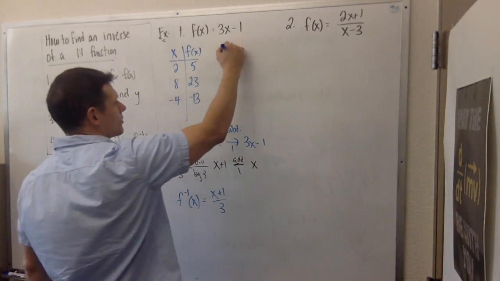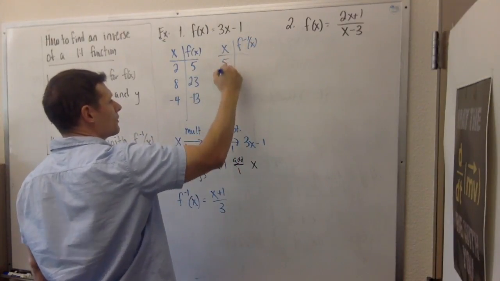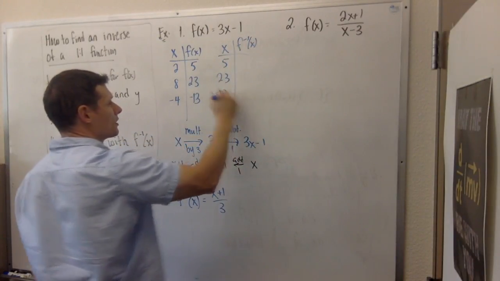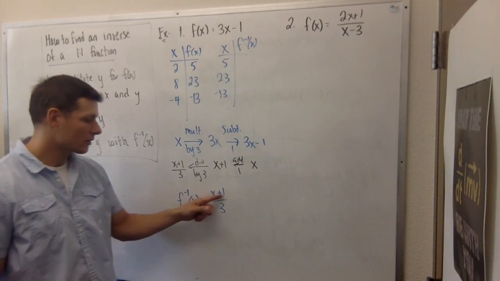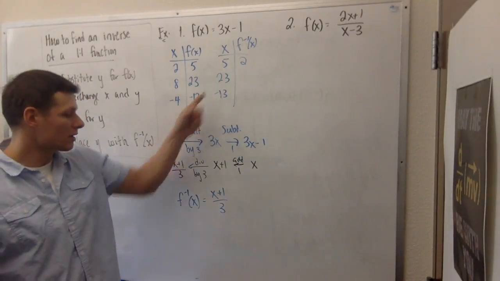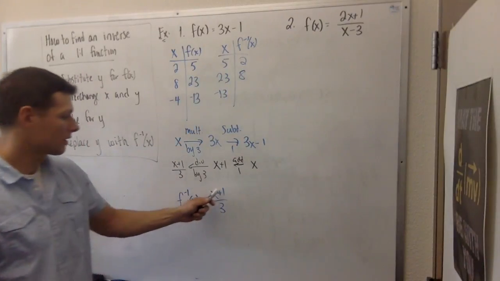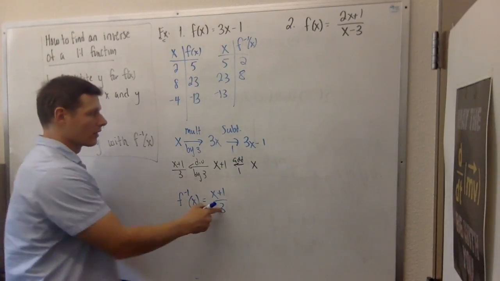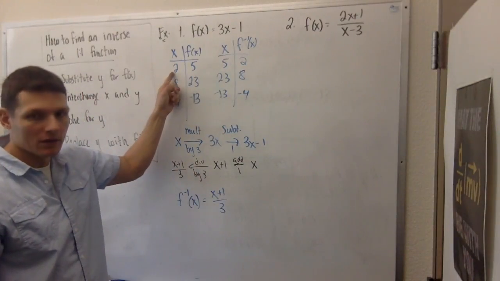Let me put in some numbers and let's see if that's what actually happens. I want to put in 5, 23, and negative 13. If I put in 5, 5 plus 1 is 6, 6 divided by 3 is 2. If I put in 23, 23 plus 1 is 24, divided by 3 is 8. And finally, negative 13 plus 1 is negative 12, divided by 3 is negative 4. So this is actually undoing what f did.